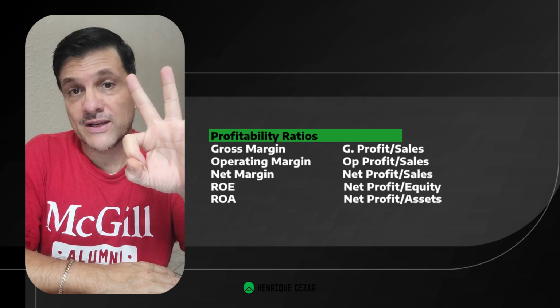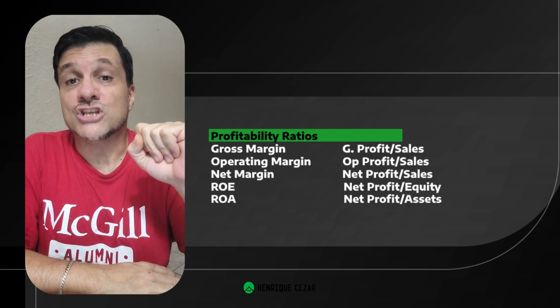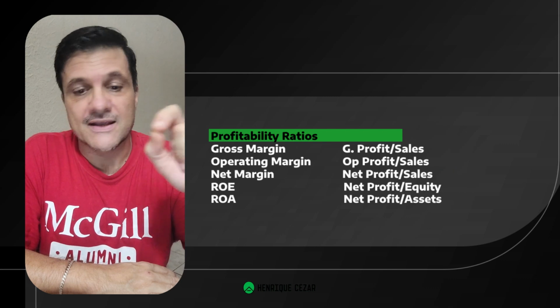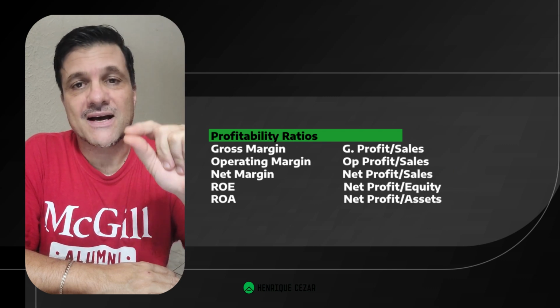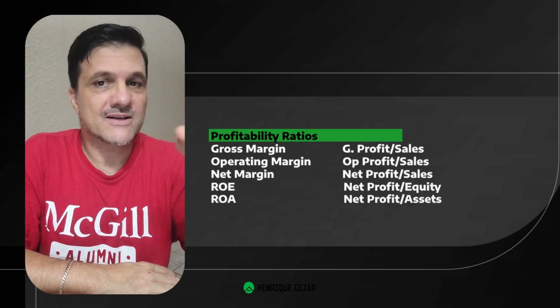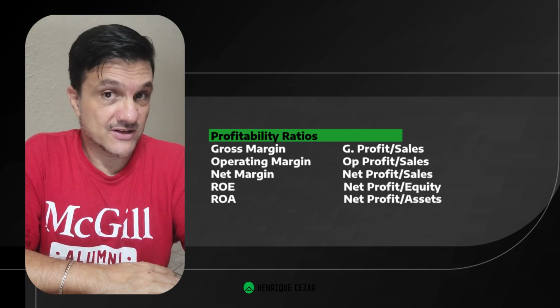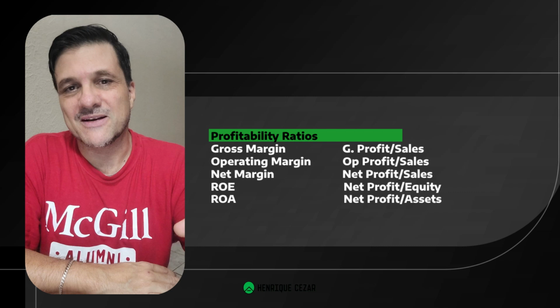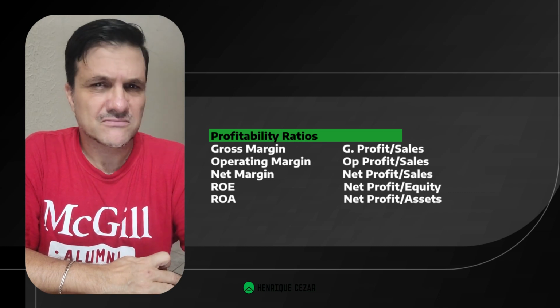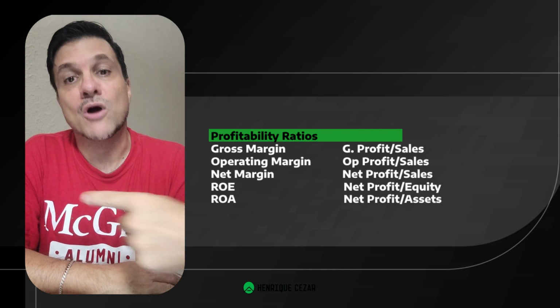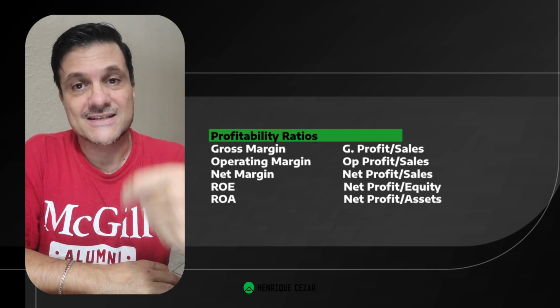The first 3 are margins. What the heck is margin? Margin is anything divided by sales. Anything divided by sales is a margin, right? So fixed asset divided by sales, which does not exist, by the way, would be a fixed asset margin, right? But we don't use that one. But think about that. Anything that finishes with the word margin is divided by sales.